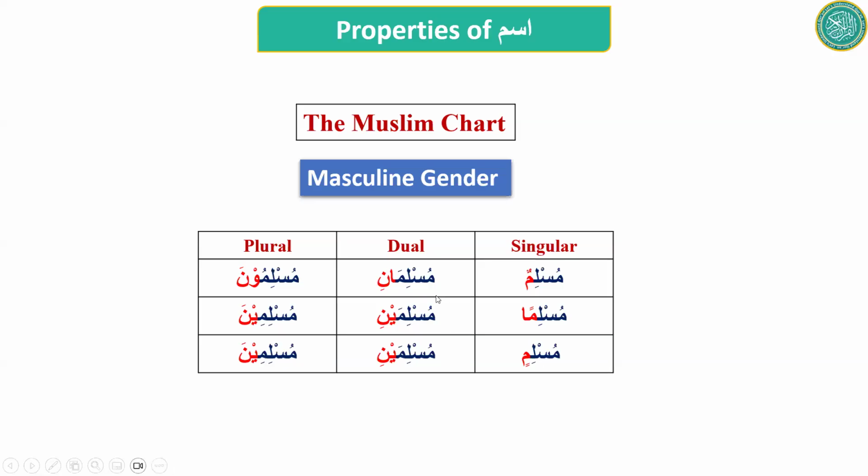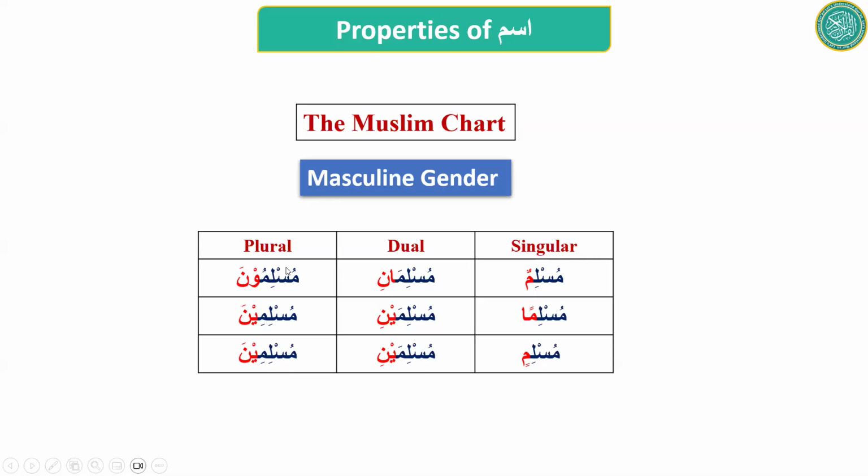And then dual is Muslimani, Muslimaini, Muslimaini. The second and third word is the same. Why is it repeated? We will inshallah know that. But all three words mean 2 Muslims. And Muslimuna, Muslimina, Muslimina, these 3 words mean more than 2.